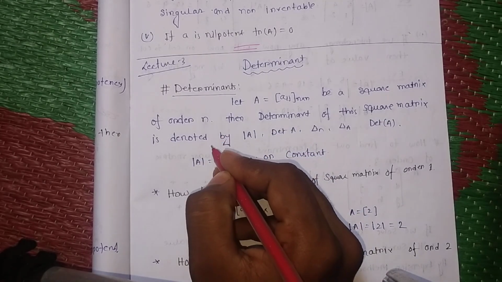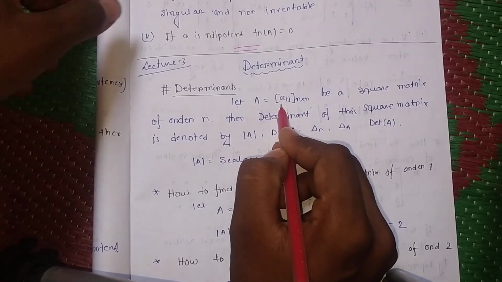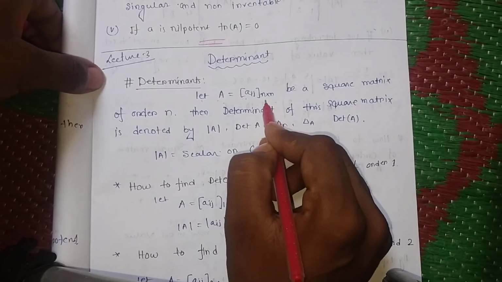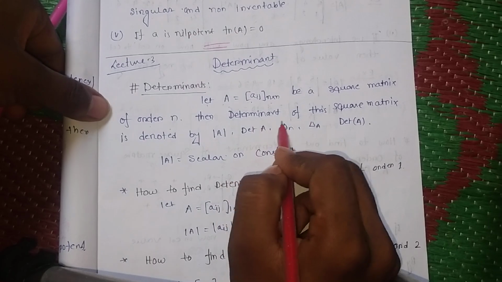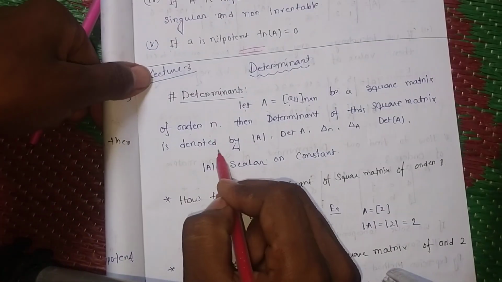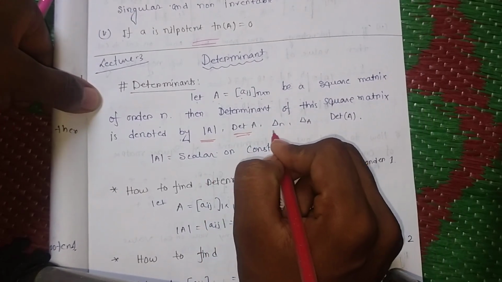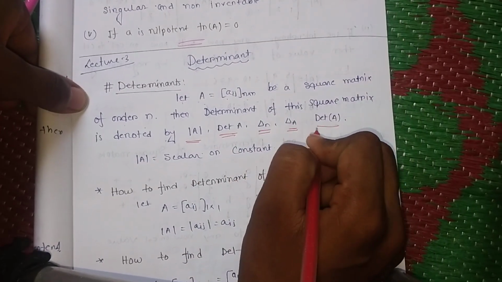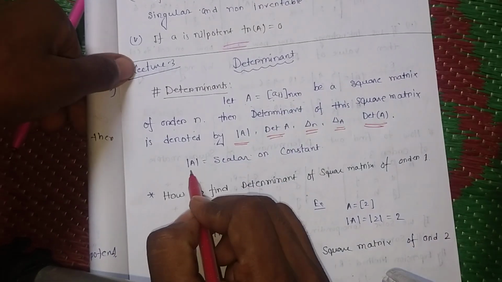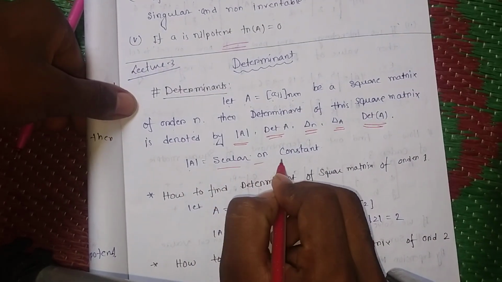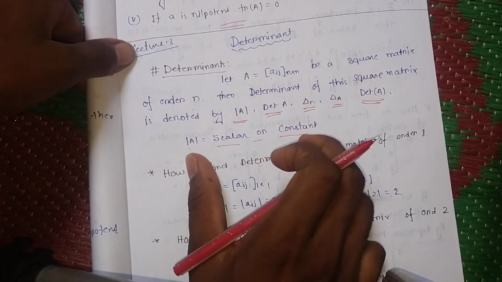First of all, the definition of determinant. Let A equal to aij, which is an n cross n matrix, be a square matrix of order n. Then the determinant of the square matrix is denoted by determinant of A, or det A, or delta n, or delta A. You can choose any one of them. The determinant of A is a scalar or constant number; after taking the determinant of a matrix we will get a constant number.